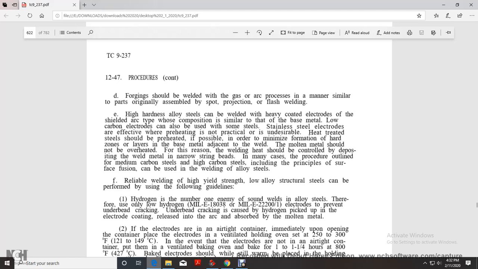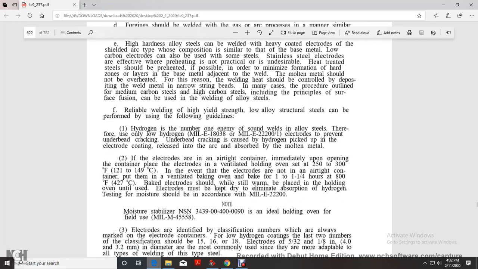Molten metal should not be overheated. For this reason the welding heat should be controlled, with deposition of the weld metal in narrow stringer beads. This gives the procedure outline for medium carbon steel and high carbon steel, and includes the principle of surface fusion welding of the alloy steels. Reliable welding of high strength, low alloy structural steels can be performed by using the following guidelines.